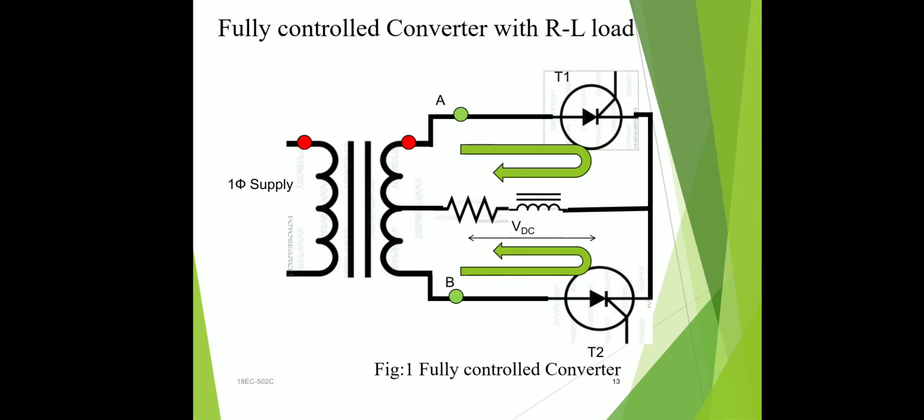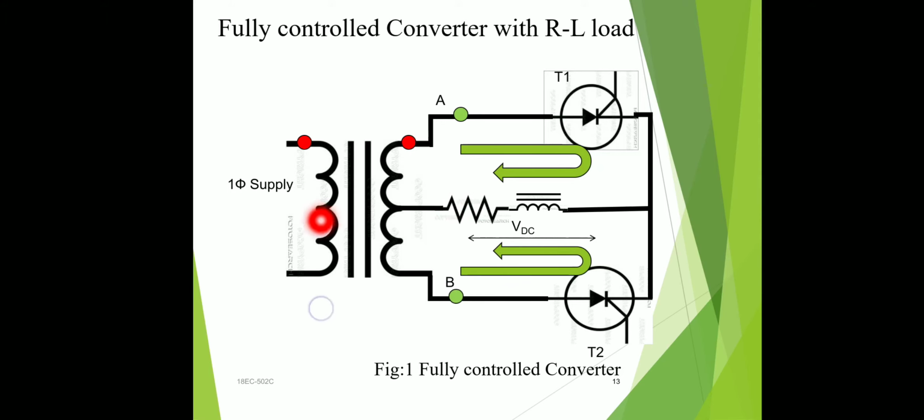The circuit function is the same. Suppose for the positive half cycle, A is positive with respect to B, that means T1 is triggered and T2 is in the off state. Up to the firing angle, this T1 is also in the off state, blocking mode. After this it comes into the triggering state, that means after the firing angle the current flows through point A, through the SCR and through the RL load.